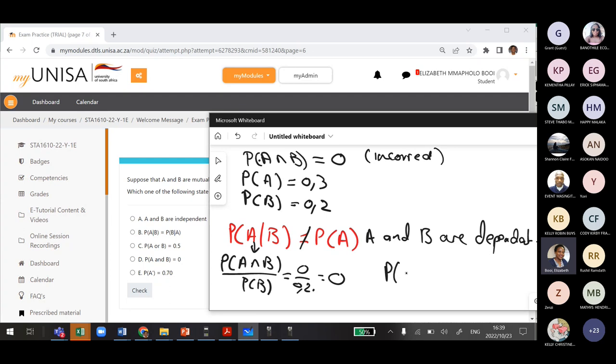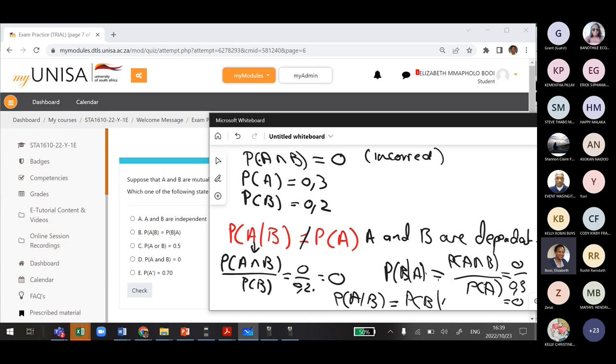Because the probability of B given A is given by the joint probability of A and B divided by the probability of A. The probability of A given A and B is 0 divided by the probability of A, which is 0.3. Therefore, it will be equal to 0. So both of them will be equal. The probability of A given B is the same as the probability of B given A, based on the information given. So that is correct.